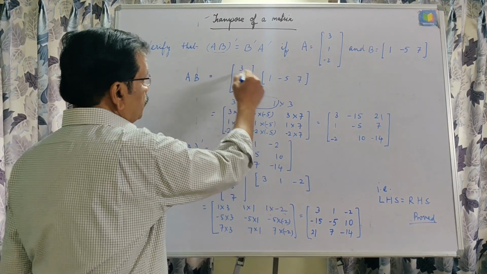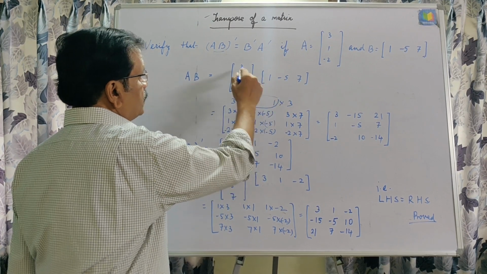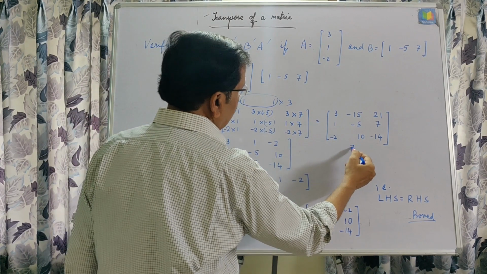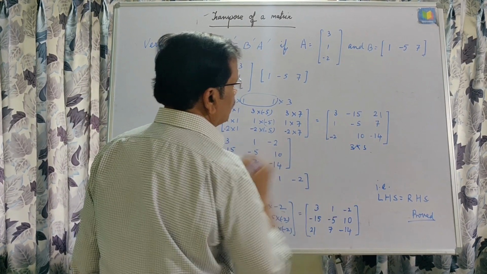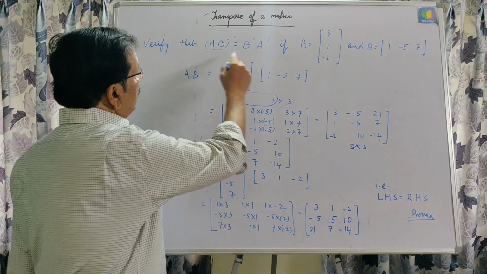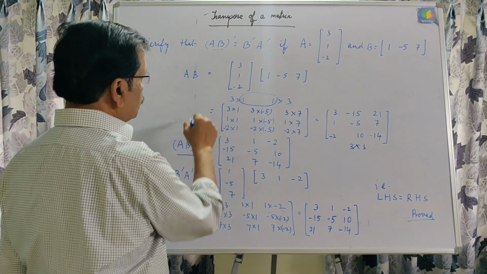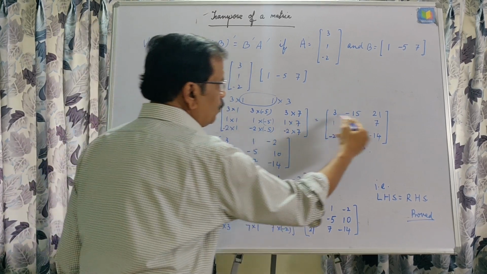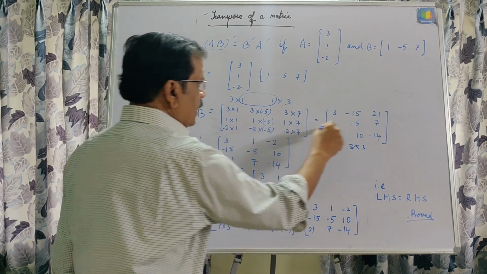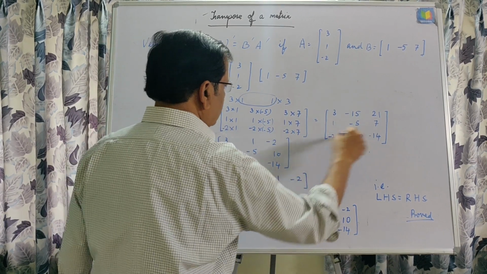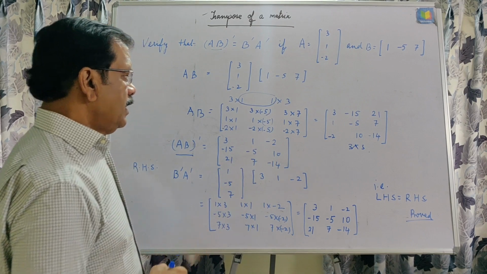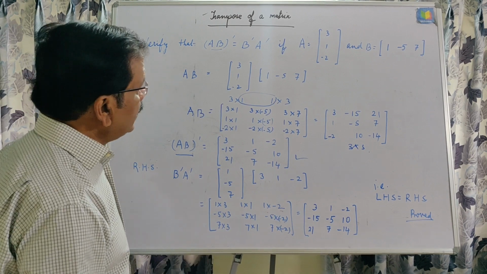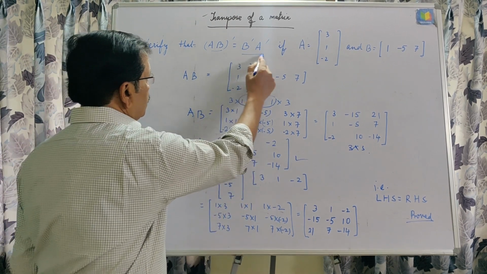After multiplication we will get a 3 cross 3 matrix, that is, first row first column, first row second column, first row third column. Okay, and here for AB transpose, this is the value of AB, and for the transpose of this, the rows will be written as columns: the second row will be written like this, and the third row like this. After writing we are getting this matrix.